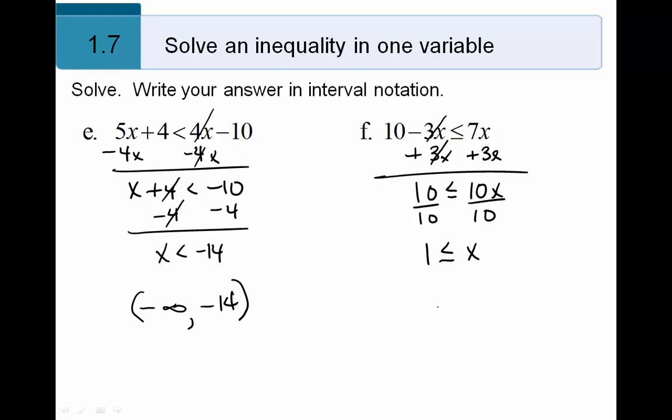Since we're looking for numbers 1 or larger, and 1 is a part of the solution set, we're going to use a bracket at 1. And since we're looking for numbers larger than 1, we would shade to the right, which would take us to positive infinity.